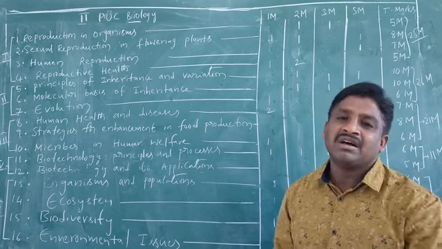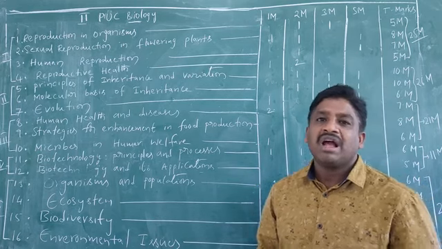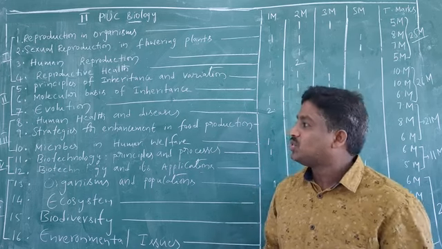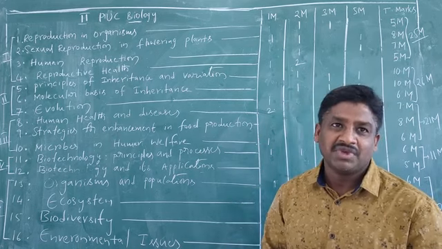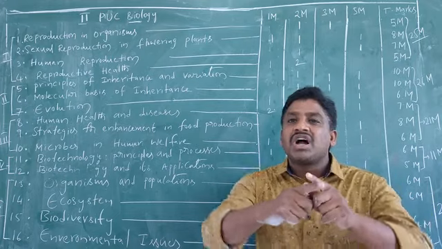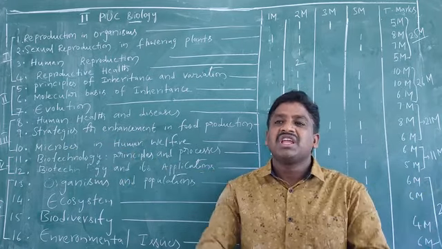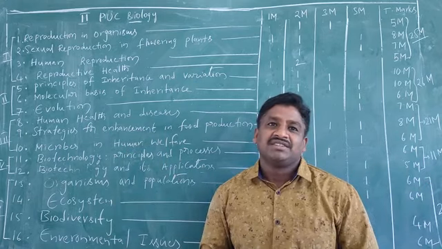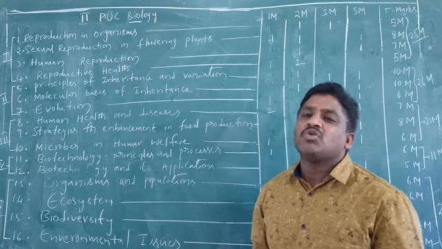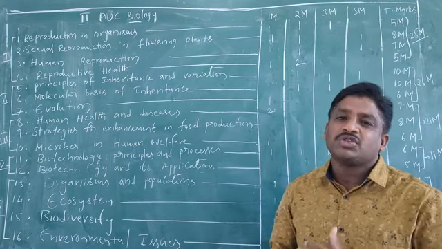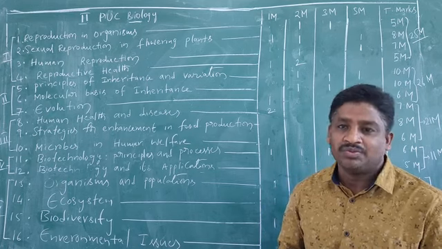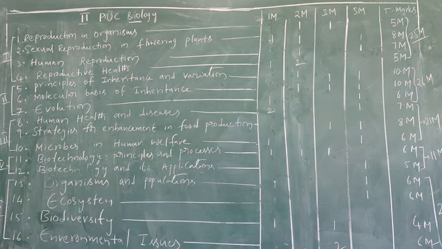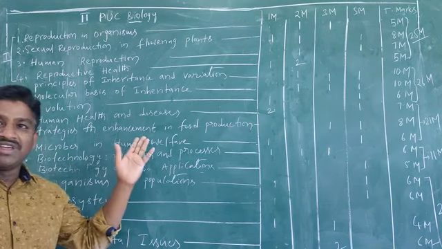Nowadays, all the vegetable varieties and some of the fruit varieties are produced through this tissue culture method. And also within a very small space, we are producing thousands of plants, and we also get a good yield. So this is the strategies for enhancement of food production, and next, microbes in human welfare.